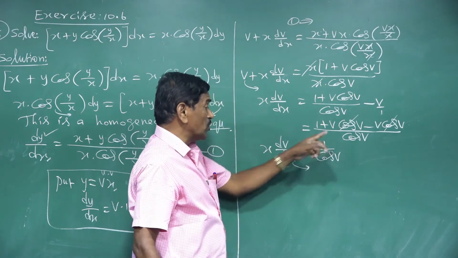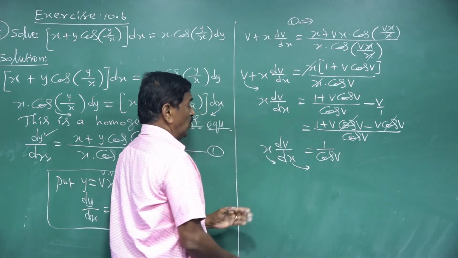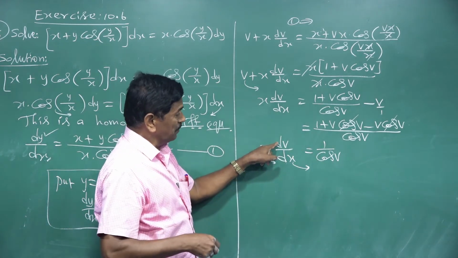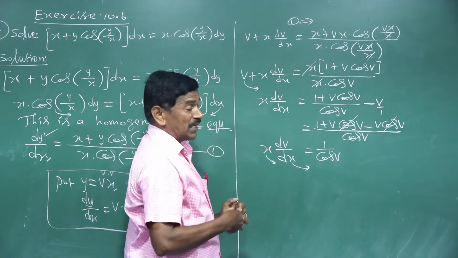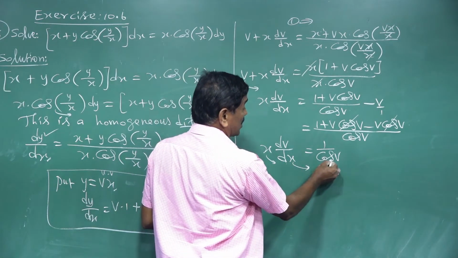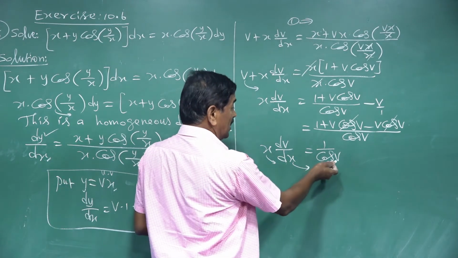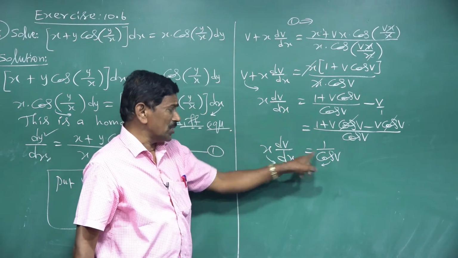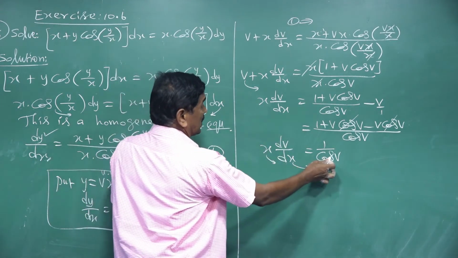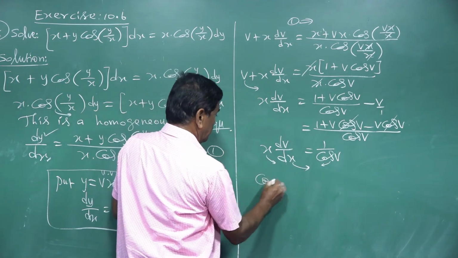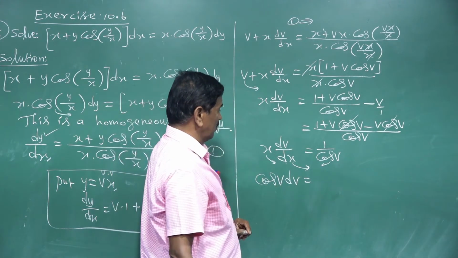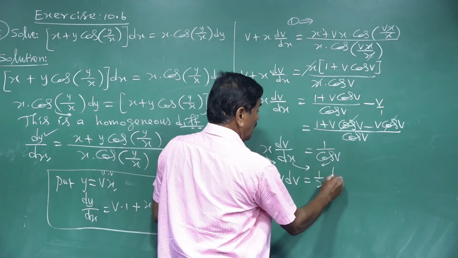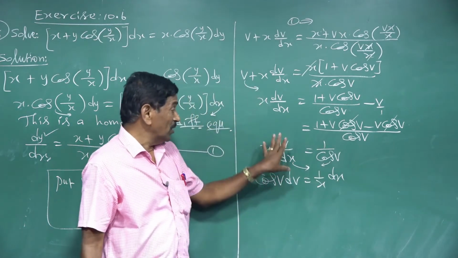dx goes to the right side means x must also go to the right side. When x goes to the right, it becomes 1 by x. dv stays on the left side because it is in multiple relation, which means the v family should be on the left side. The cos v in the denominator comes to the left side and becomes multiply, that is cos v into dv. So cos v into dv is equal to 1 by x into dx, with x going to the right as a reciprocal and dx going to the right as multiply.